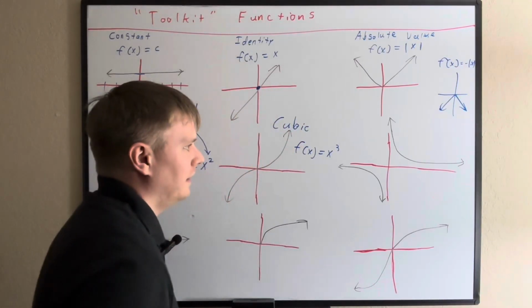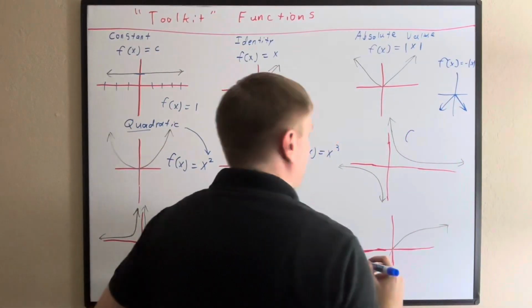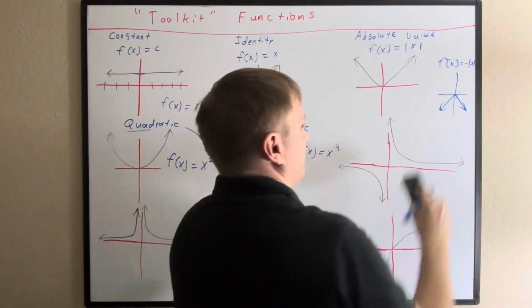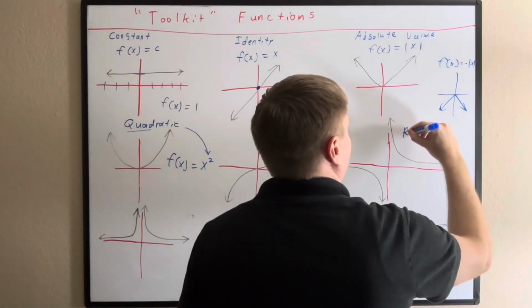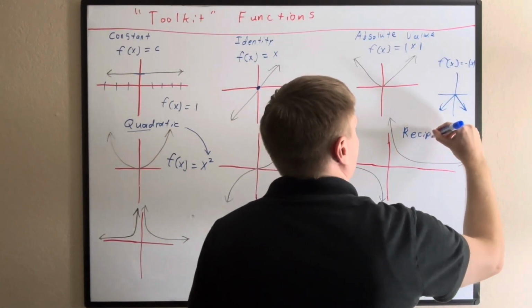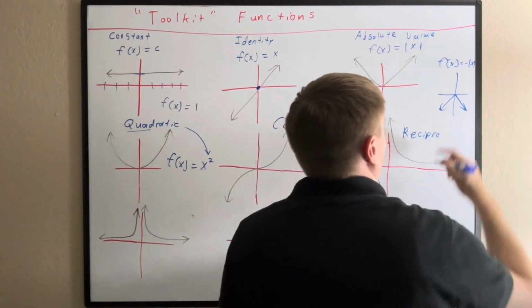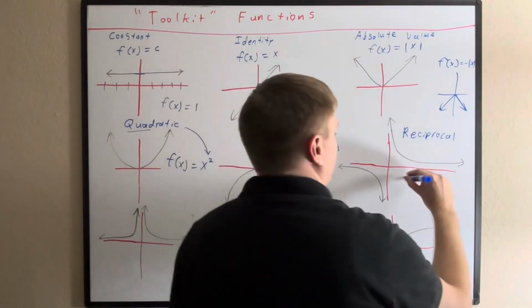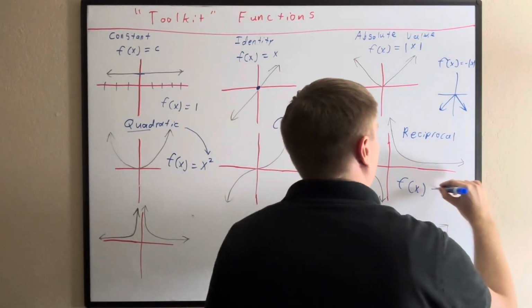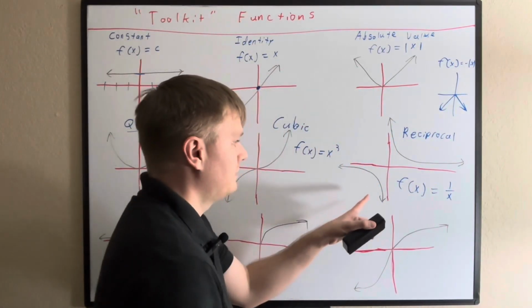What is going on there? That is called, oh, I was going to do the formula first, but let's write the word first. Reciprocal. And I need to spell reciprocal correctly. This is a reciprocal function, which means f of x equals 1 over x. Does it make sense now?